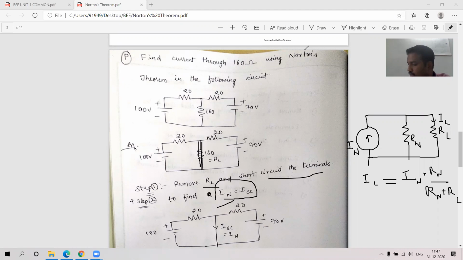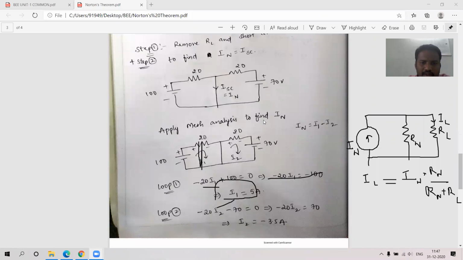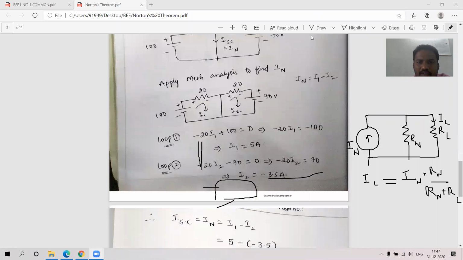I will show you the loop analysis technique with the next slide. Let me go to the next page. Let me clear all first.